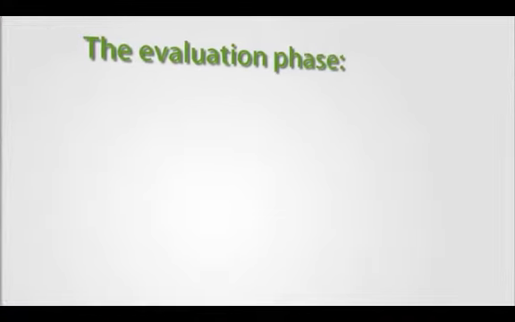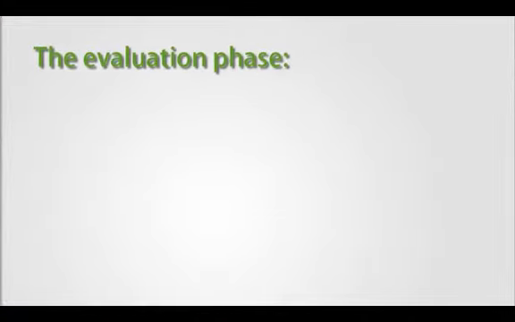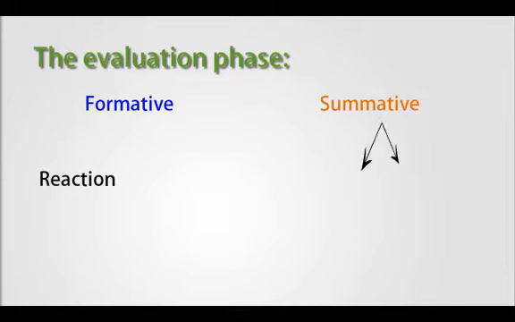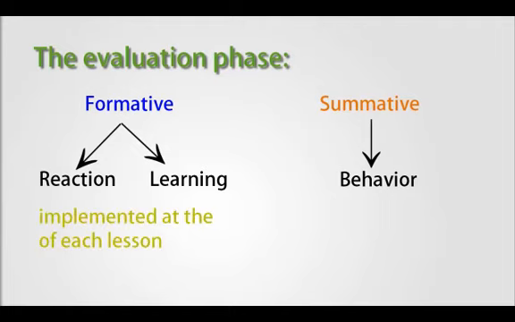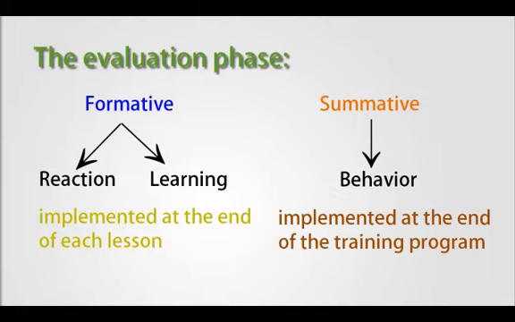In the evaluation phase, there were two different methods of evaluation, formative and summative. The instructional designer used three levels of evaluation: reaction, learning, behavior. The first and second levels were used as a formative assessment at the end of each lesson. The third level of evaluation is behavior. This level was used as a summative assessment at the end of the training program.